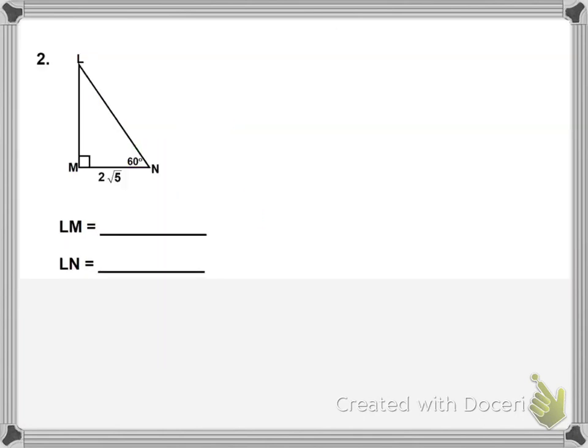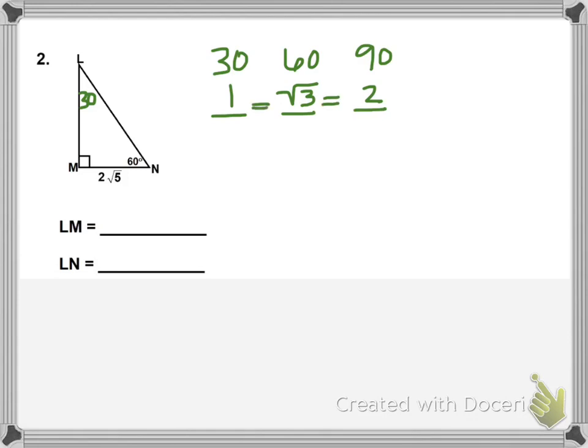In example 2, let's first verify the type of triangle we have. I see a 90, a 60. I know the other angle measure is 30. So let's go ahead and write down our 30, 60, 90. The ratio below that is 1, square root of 3, and 2. And these are the numerators of our equivalent fractions.